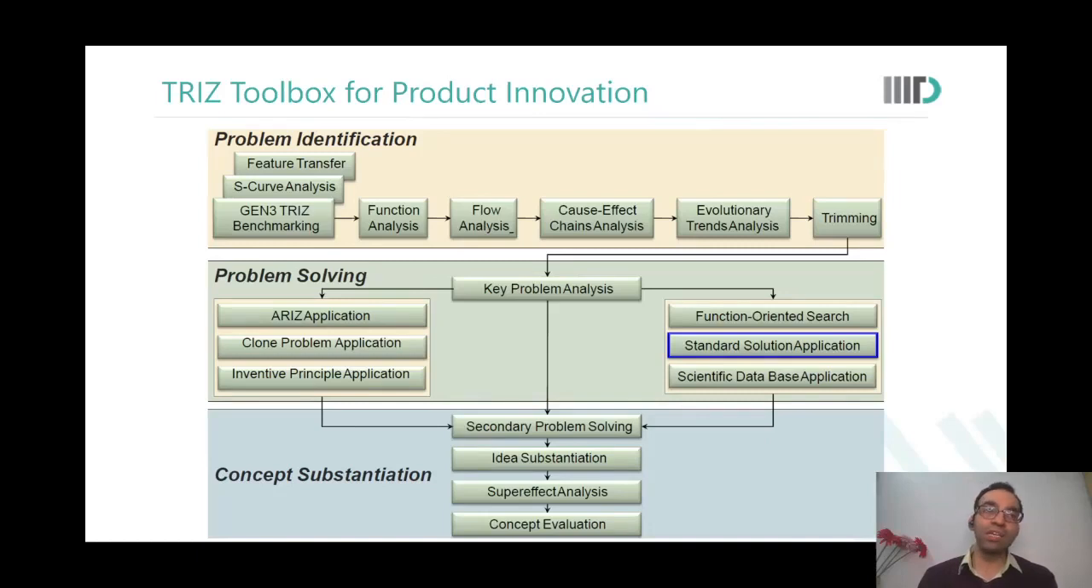Now, we may actually have a solution which would not only solve the major problem, but that solution could be applied to 3 other places. And we could solve those problems also, or we could improve the performance of the system in those places also. So that is what is called super effect analysis, concept evaluation, and so on. So that is the third phase of TRIZ.